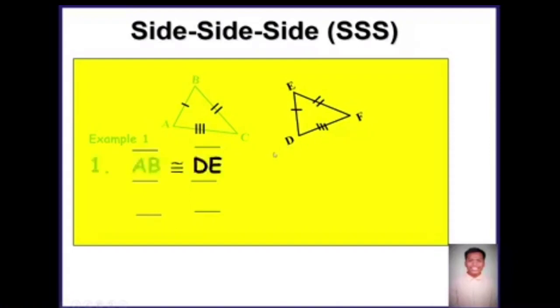All right. So therefore, in our illustration, AB is congruent to DE, BC is congruent to EF, and AC is congruent to DF. Then we can conclude that triangle ABC is congruent to triangle DEF.